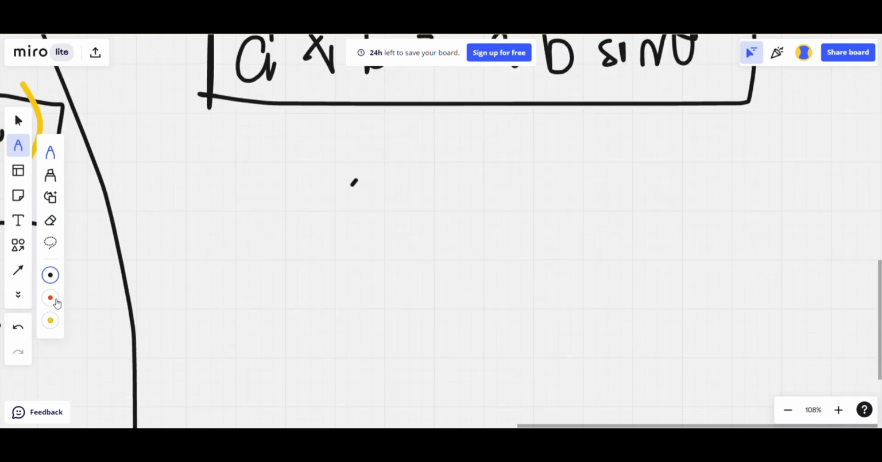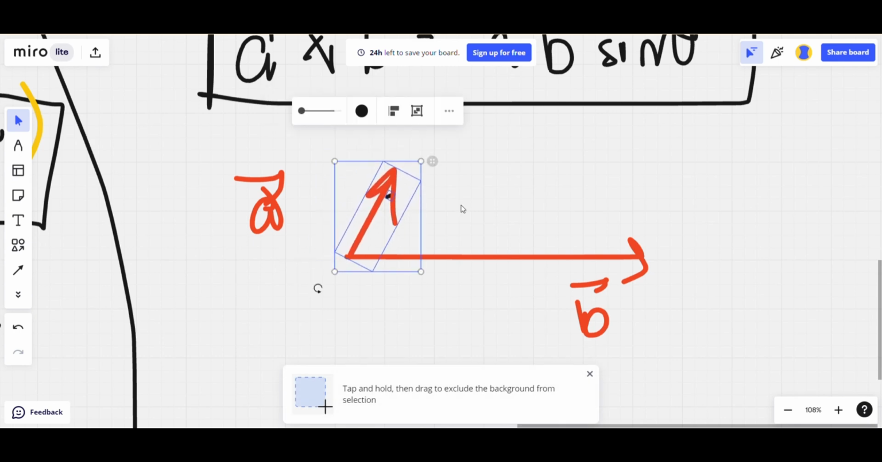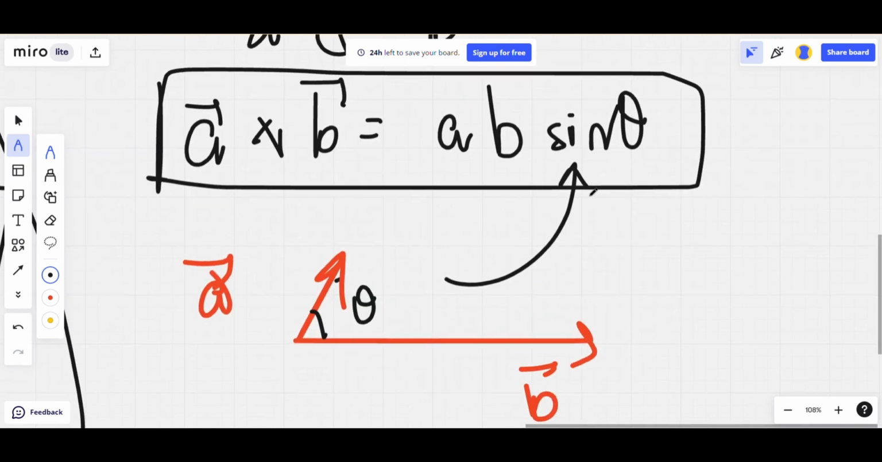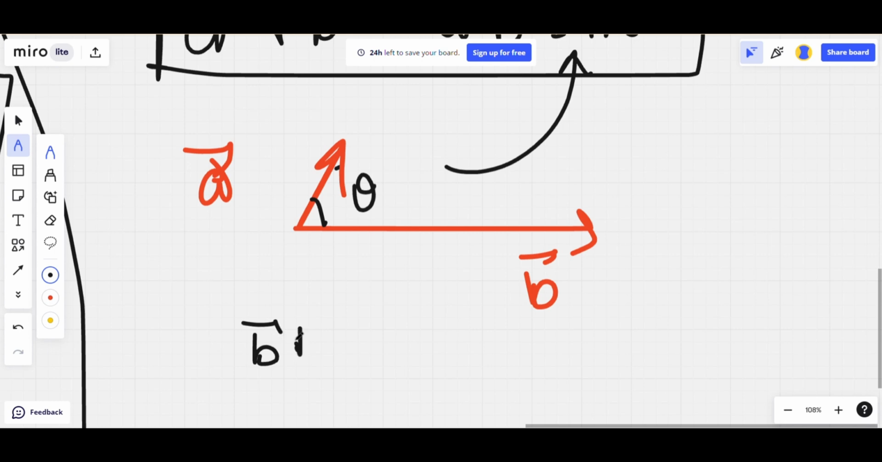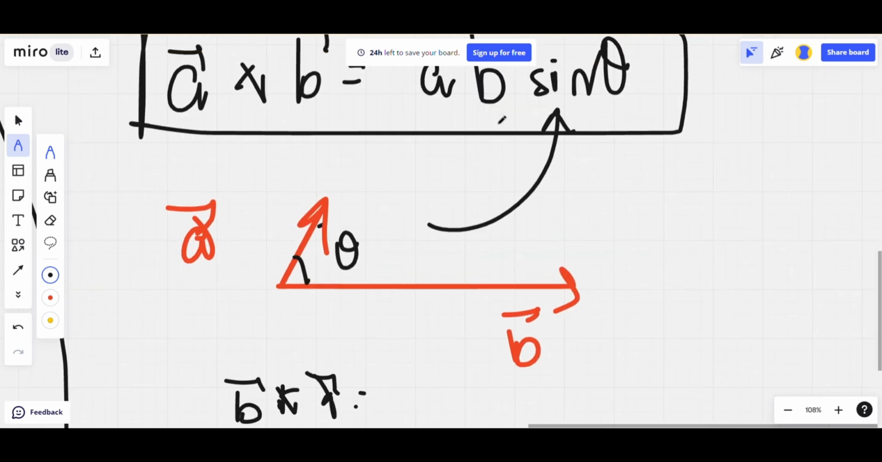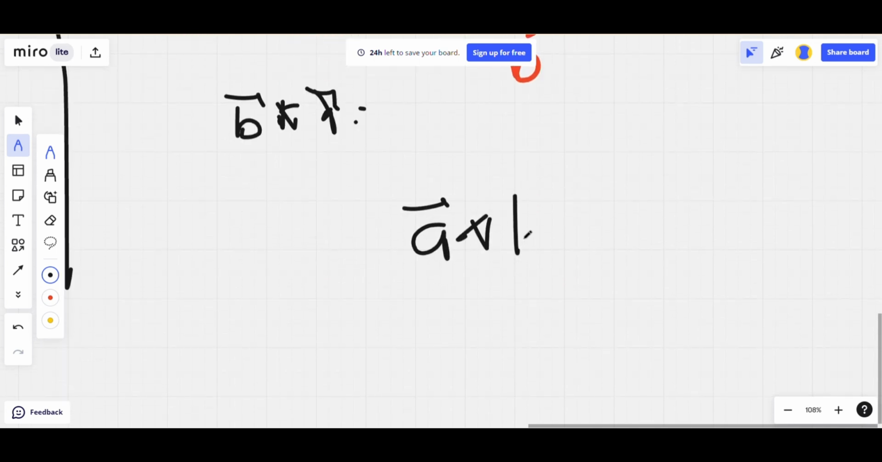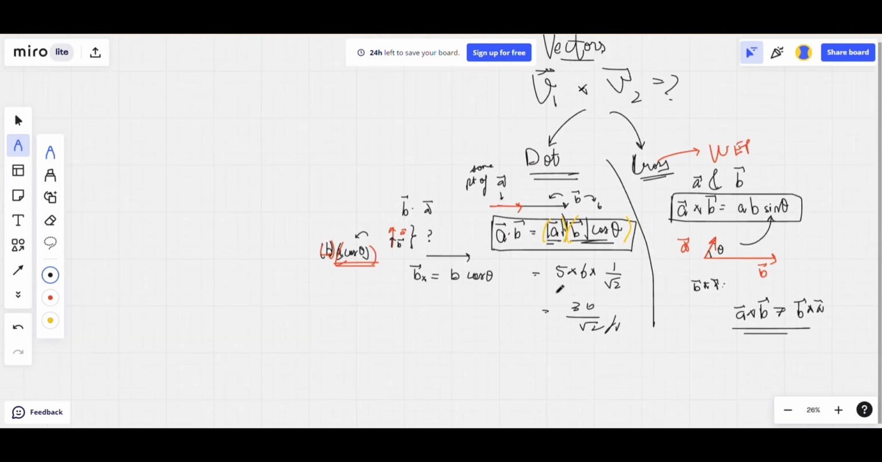So if we have two vectors like this, we have a and we have b. What's the cross product? Okay, sorry. Let's tilt a bit so that we have theta. What is a cross b? It's going to be a b sine theta. If the question is asking for b cross a, then it is b a sine theta. And mind you, a cross b is not equal to b cross a. The same cannot be said here though.